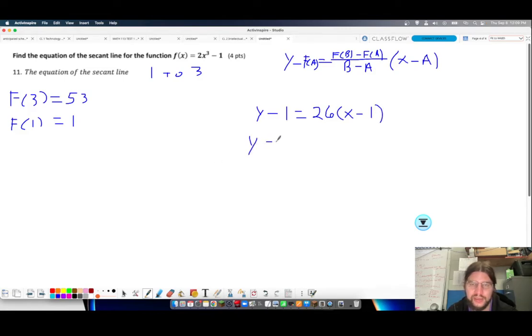So y equals 26, that's not 6, 26, times x minus 25. And you'll get the same thing if you use the other point. I'll show you. Instead of (1, 1), we'll use (3, 53).